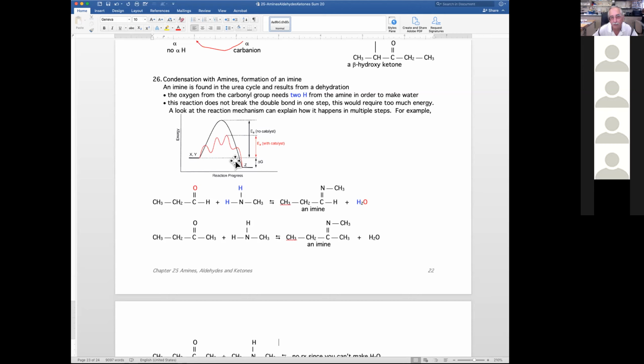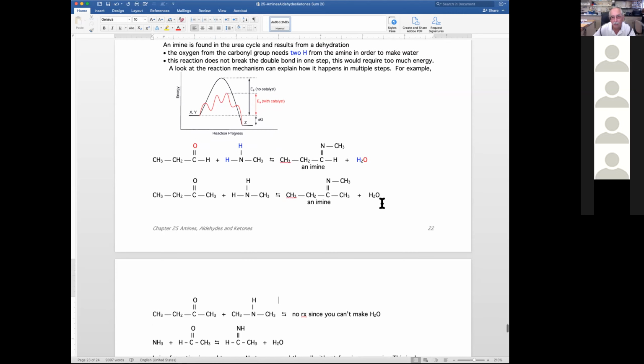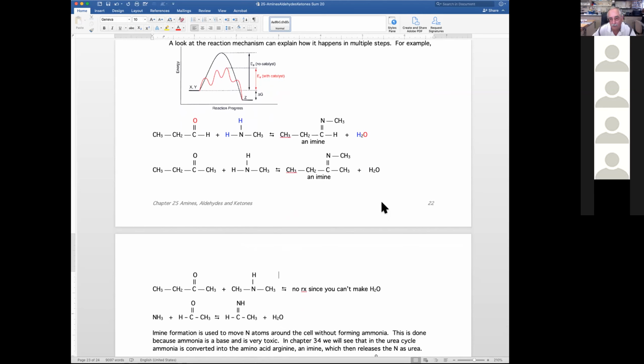So what does a reaction mechanism do? It breaks 1 bond at a time, then it does something else, then it does something else. So when you take this big energy barrier and you break it up into smaller steps, then it's much more doable. And that's what's happening over here. You're not breaking that double bond all at once. But in practicality, for us knowing how to just draw the product, yeah, you're breaking that bond and forming the double bond with carbon and the nitrogen.